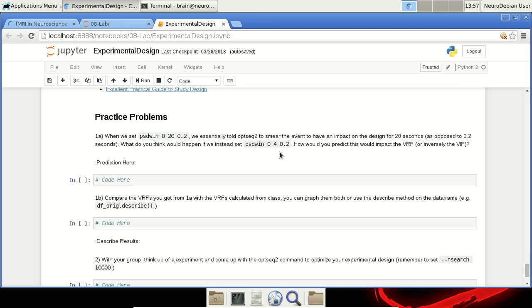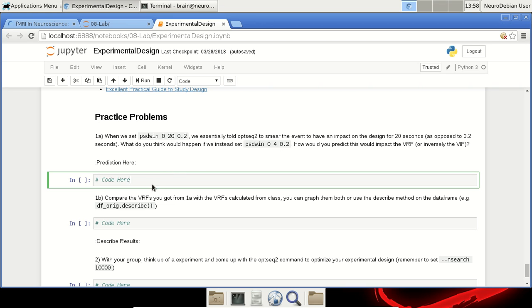Alright, so now that I'm done rambling, we're just going to move on to the actual practice problem. So we're going to think about the variance inflation factors, or the variance reduction factor, where we set the post-stimulus delay window from 0 seconds to 4 seconds after the stimulus, where it was set 0 to 20 seconds after the stimulus. So all this is essentially doing is saying that now we're going to assume that the BOLD signal after stimulus is only going to take 4 seconds to resolve instead of 20.